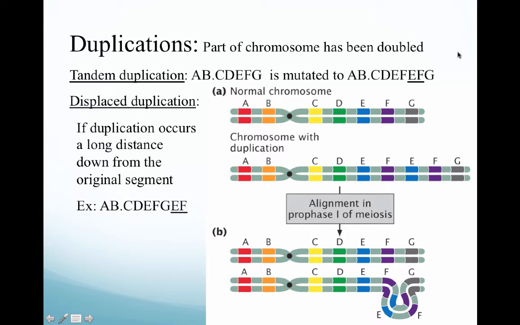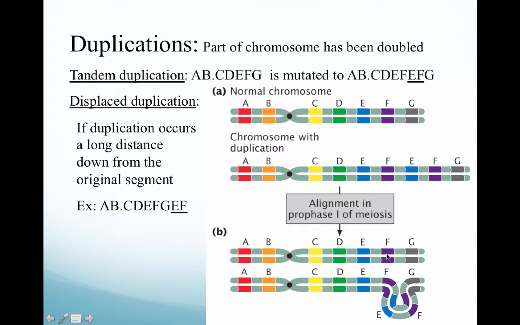So this is what we call tandem duplication because, just like a tandem bike, it happens right after one another. So as you can see, this figure here really relates to tandem duplication, where we have the genes E and F being repeated with duplication. And this presents a problem because as you are trying to align chromosomes in prophase 1 of meiosis, E and F on the original chromosome is only going to have one copy of E and one copy of F. But the duplicated chromosome has two copies of E and two copies of F.